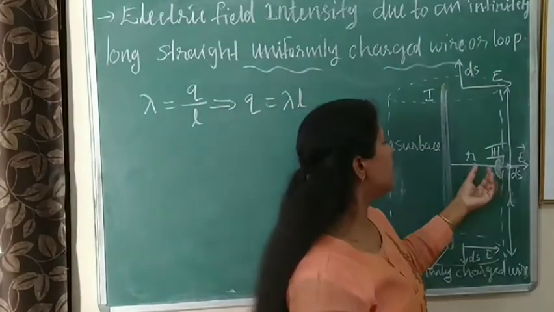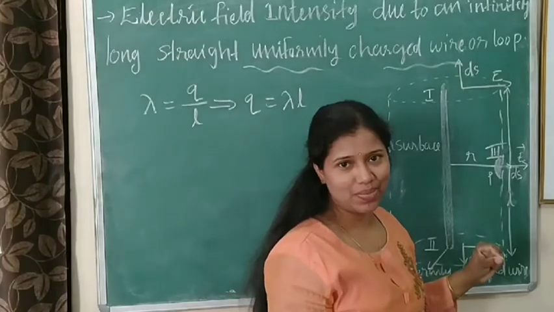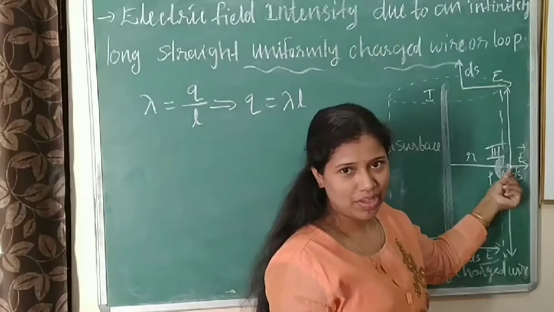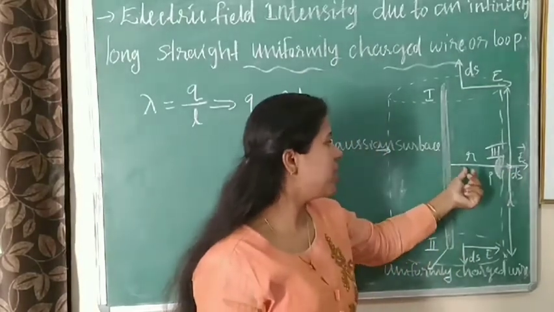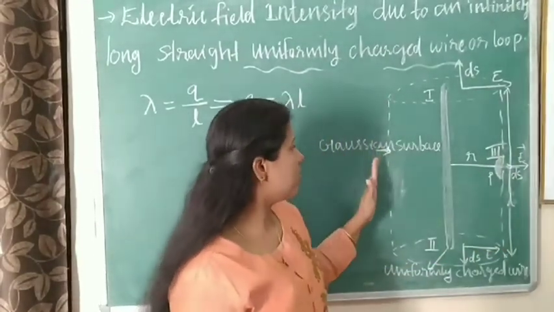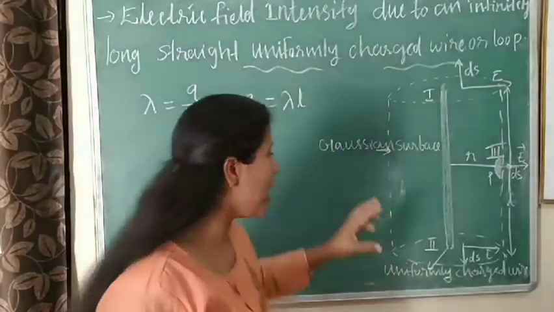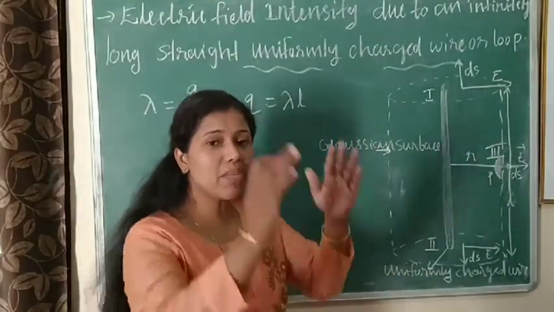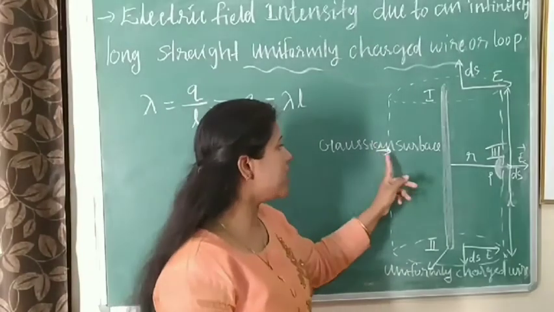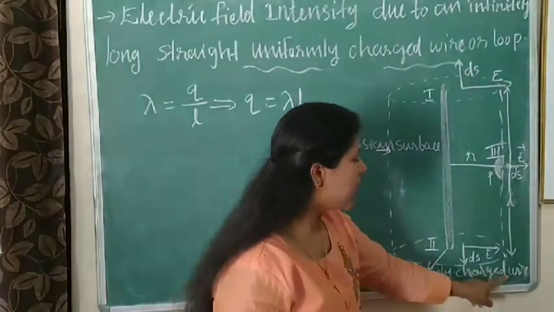Then our aim is to calculate the electric field intensity at a point P. From the center, R is the radius and L is the length. Actually this is a cylinder, it is a Gaussian surface. That's why I have given this dotted line. It is an imaginary surface actually. The dotted line is the Gaussian surface. This is the uniformly charged wire.